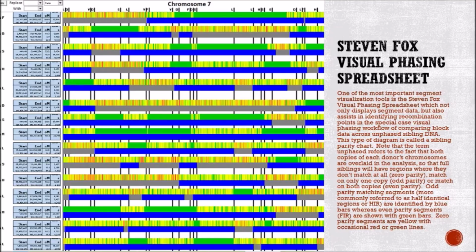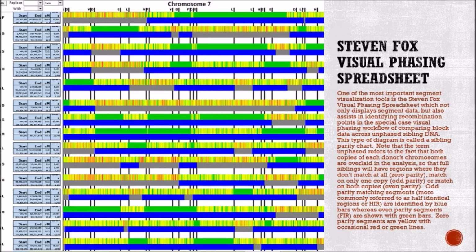Odd parity matching segments, more commonly referred to as half identical regions, or HIR, are identified by blue bars below the chromosome. You see a lot of blue on this map here because we're dealing with siblings, and they match in a lot of places. You're going to share a lot of DNA, rather. Whereas even parity segments are called FIR, where H is for half and F is for full, and are shown with the long green bars, which are only a subset of those that match on at least one copy of the chromosome.